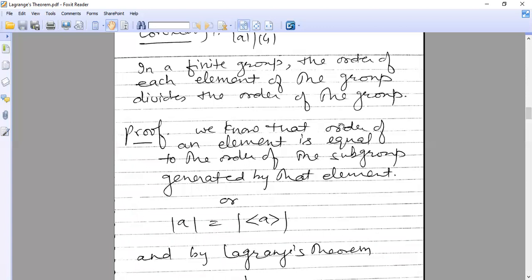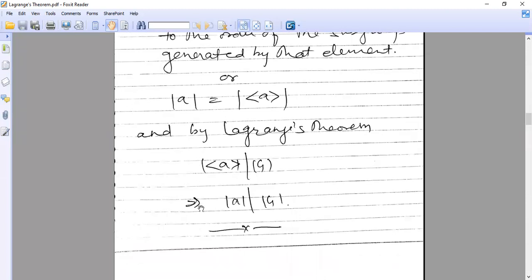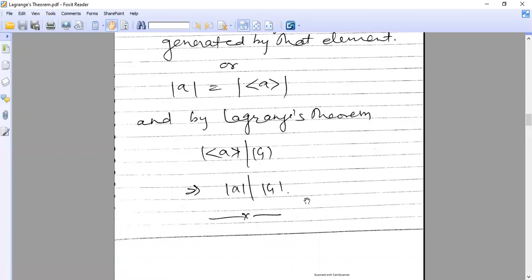We know that the order of an element is equal to the order of the subgroup generated by that element, or you can say order of A is equal to order of that subgroup which is generated by A. And by Lagrange's theorem, we know that the order of the subgroup divides the order of the group. That means the order of this subgroup which is generated by A divides the order of the group, and this thing is equal to order of A. So the proof is done. So order of A divides order of G. So you take any element of a group, then the order of the element divides the order of the group.